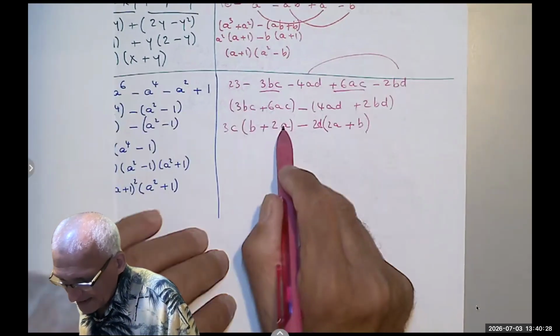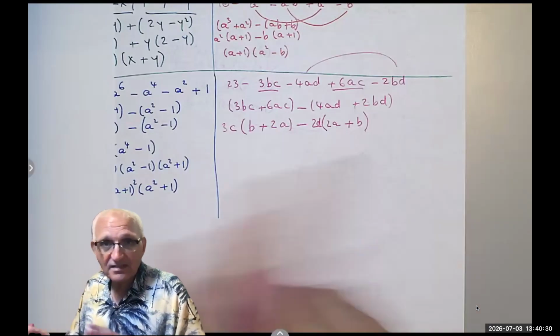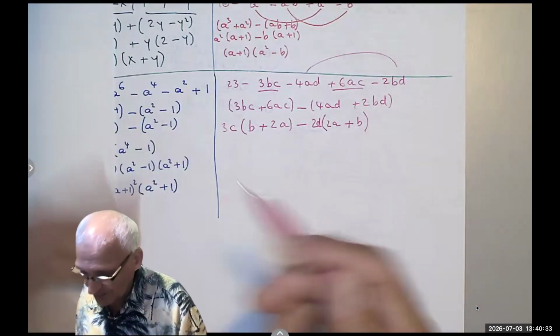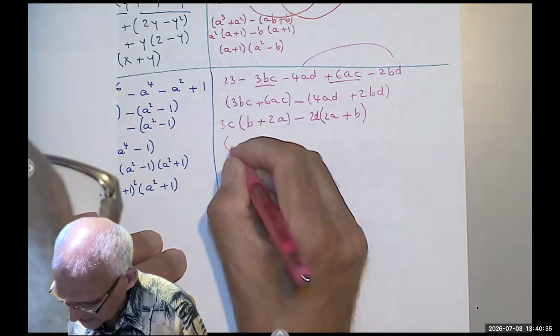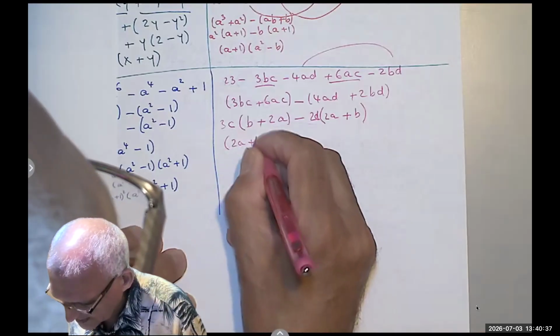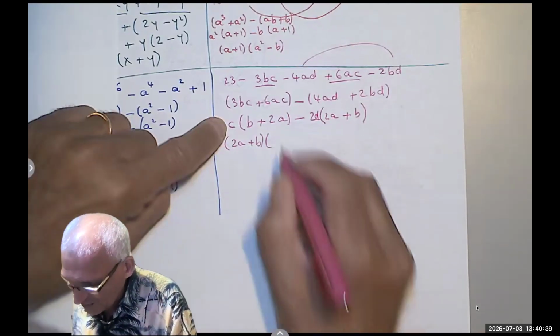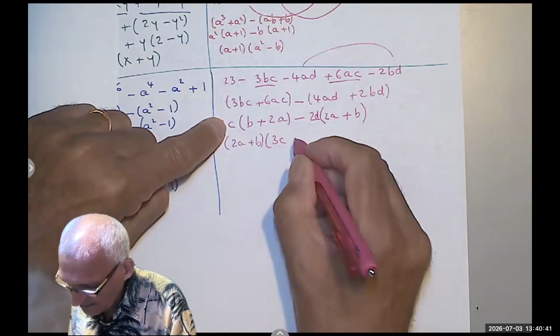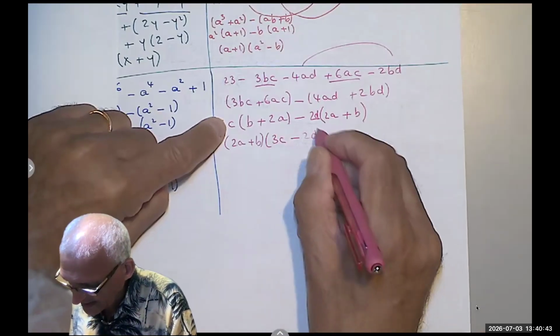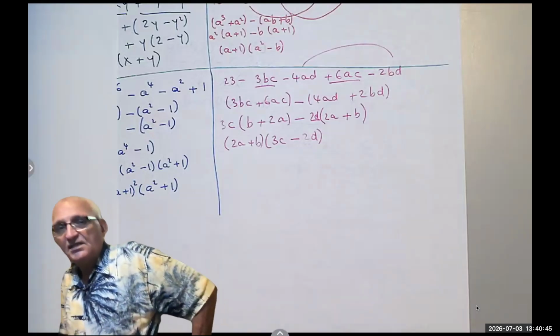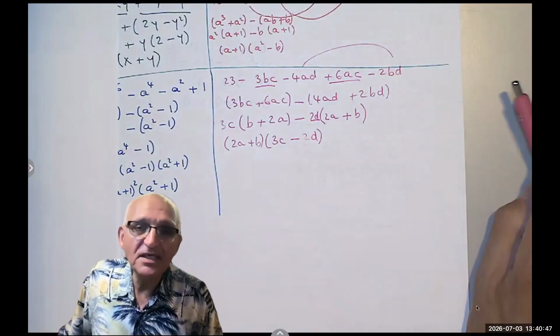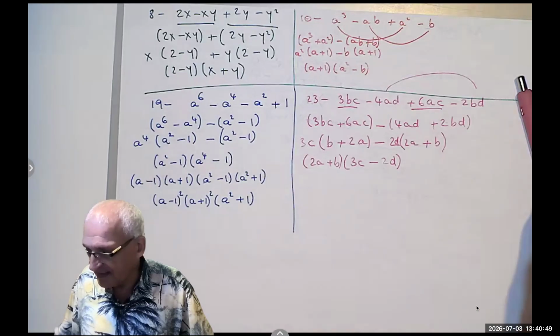Now I have 2a plus b and 2a plus b. The order doesn't matter. Your commutative law tells you that I can factor 2a plus b. That leaves me with 3c in the first minus 2d in the second, and I cannot factor anymore. We stop here, and that's the end of factoring.